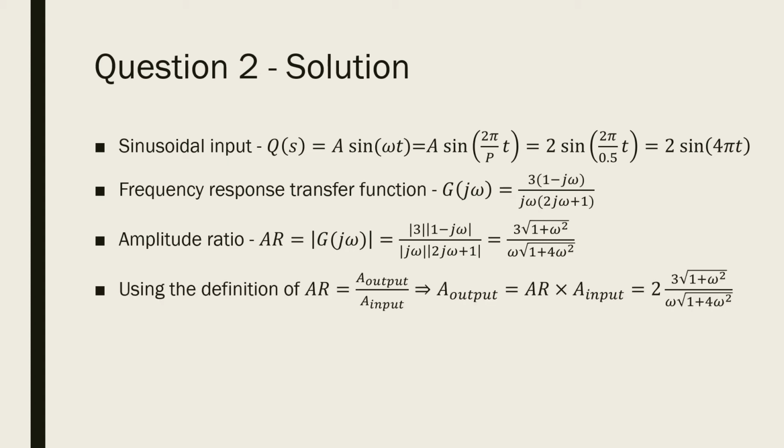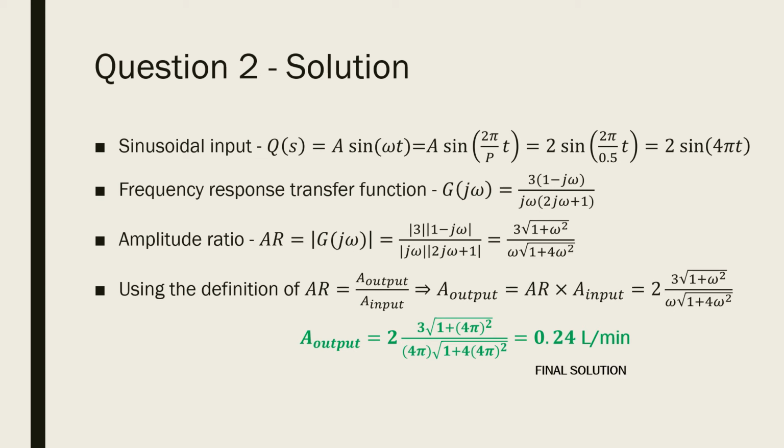From the definition of amplitude ratio, the amplitude of the output signal is equal to the amplitude ratio at the frequency of the input signal, in this case at 4 pi, times the amplitude of the input sinusoidal signal itself, which in this case equals 2. Therefore, the amplitude of the output signal is 0.24 liters per minute.